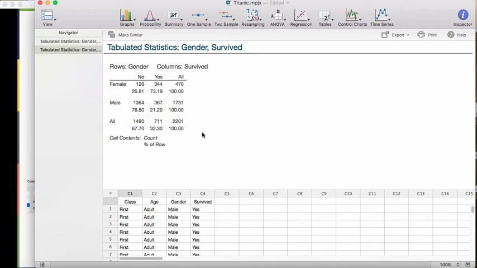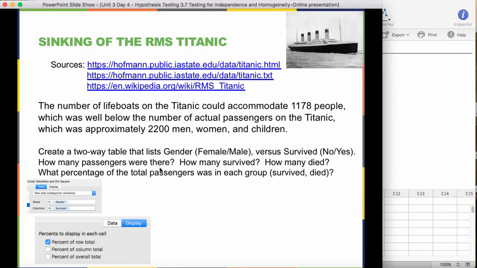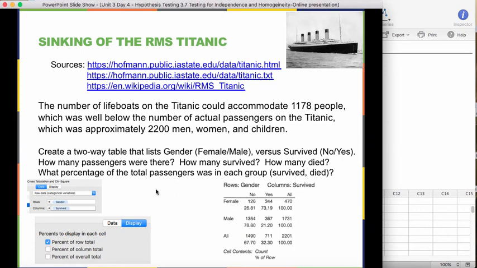To answer the question, 67.7% did not survive the trip, and 32.3% of passengers did survive. Going back to what percentage of total passengers was each group survived and died, that's what a summary of that will take. Okay, let's go onward now.